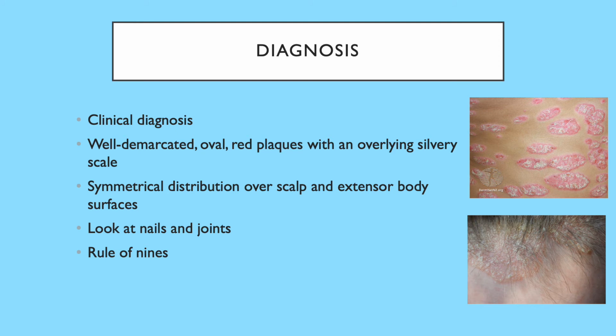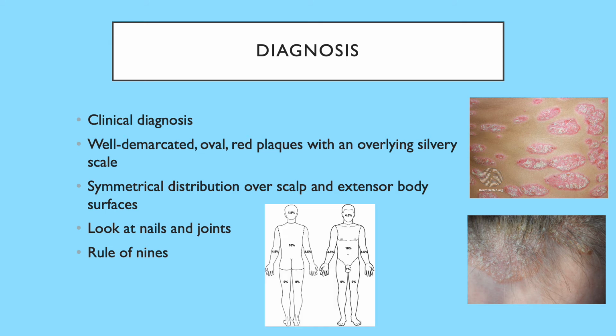As with many skin conditions, psoriasis is a clinical diagnosis. It is characterised by well-demarcated oval red plaques with an overlying silvery scale. It often follows a symmetrical distribution over the scalp and extensor body surfaces, but in children it may appear in the flexural areas, face and nappy region. Remember that psoriasis is a multi-system disease, so you need to examine the nails and joints too. Assess the proportion of the total body surface area affected, which can be estimated using the rule of nines, traditionally used for burns assessment.